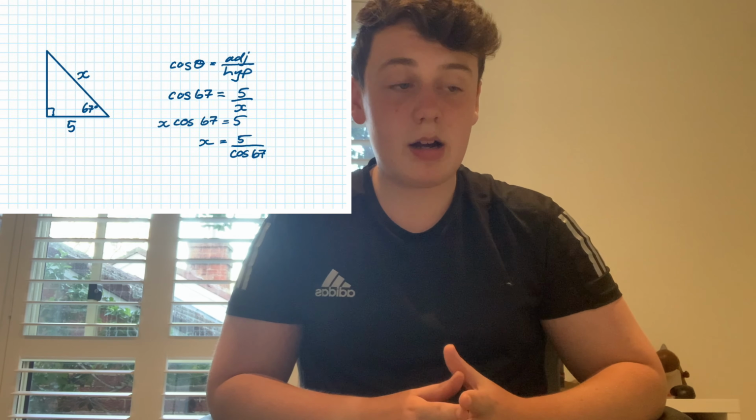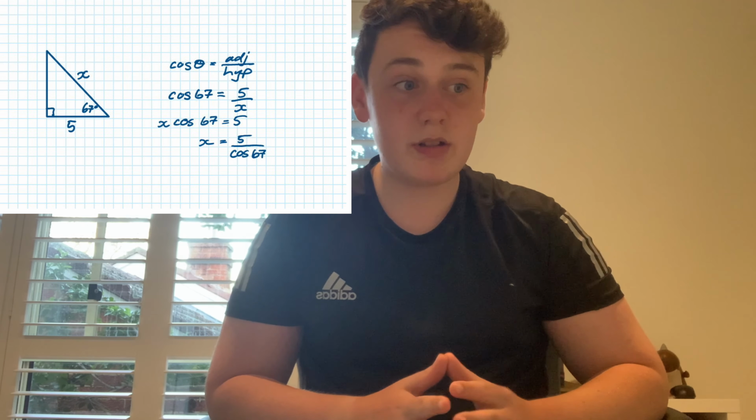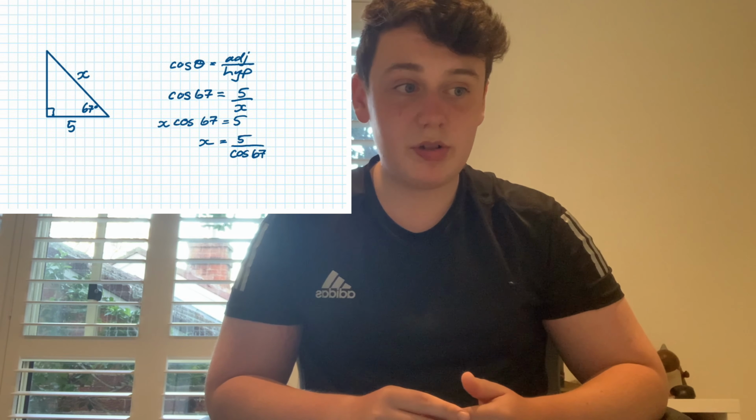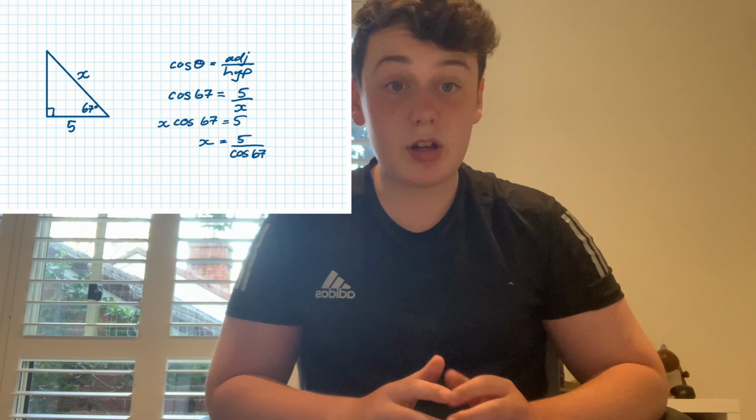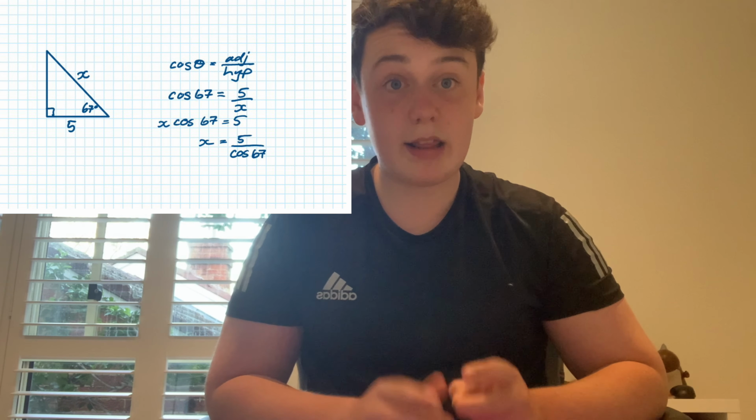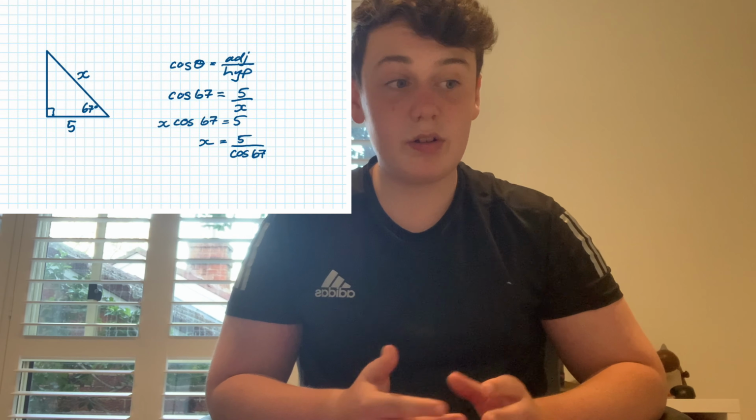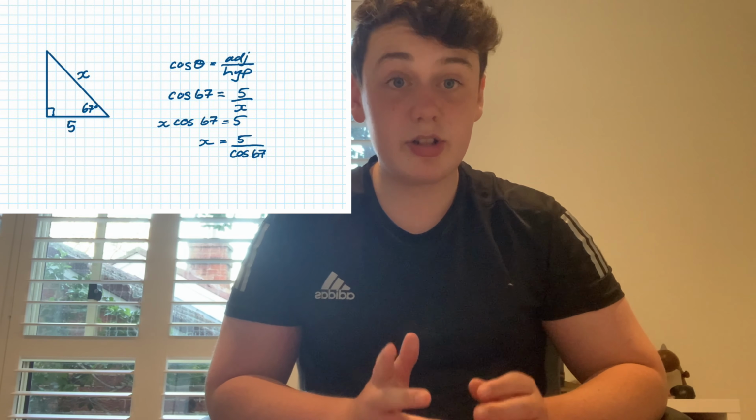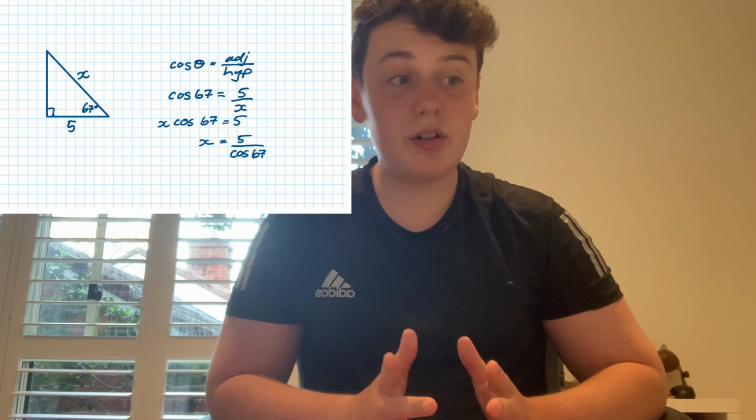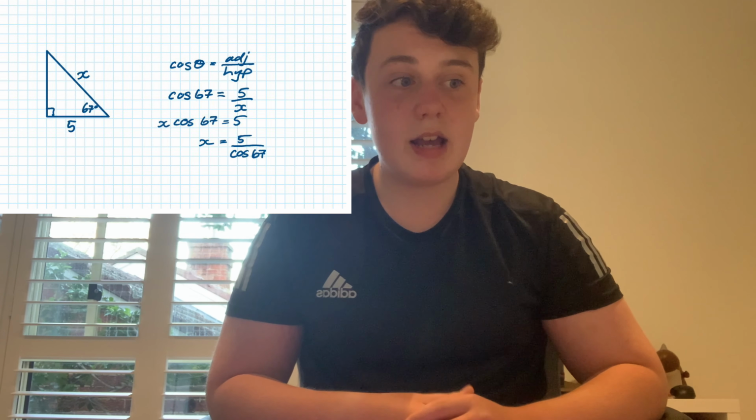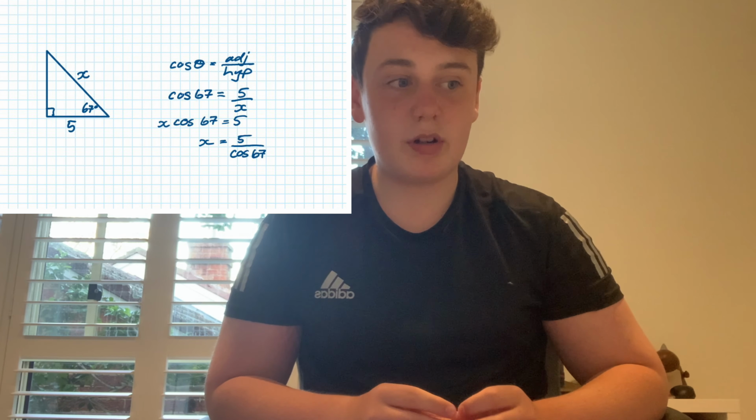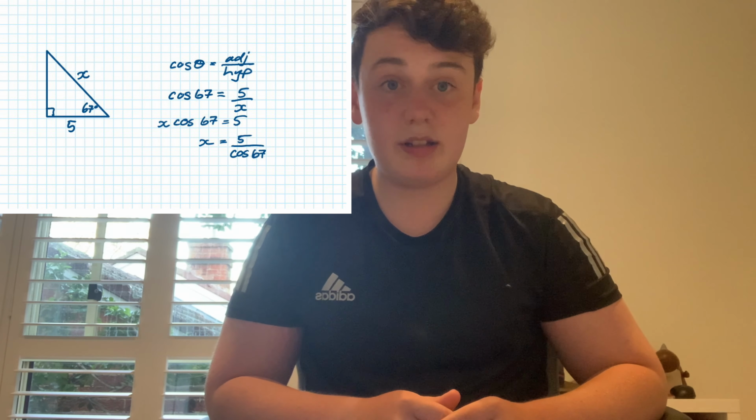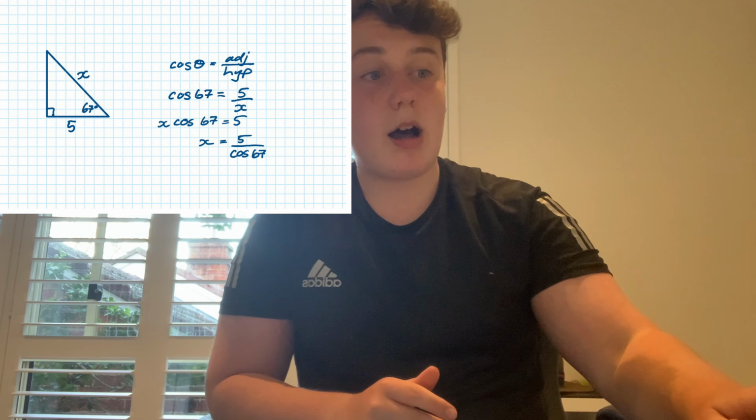Another example, as you can see on screen, with different measurements. We've got the x on the hypotenuse, again 67 as the angle, and 5 in a different spot this time. Because we have the adjacent measurement and the hypotenuse measurement, this is cos, so cos theta equals adjacent over hypotenuse, then cos 67 equals 5 over x, and x equals 5 over cos 67.